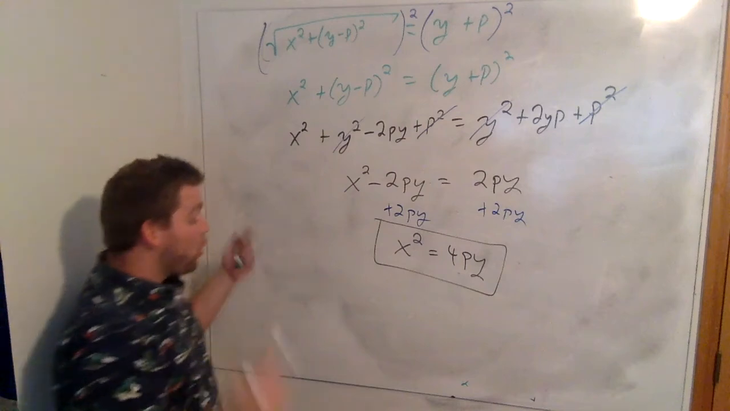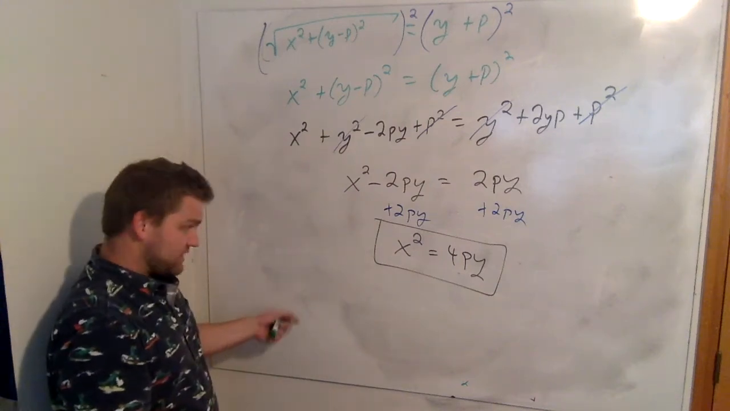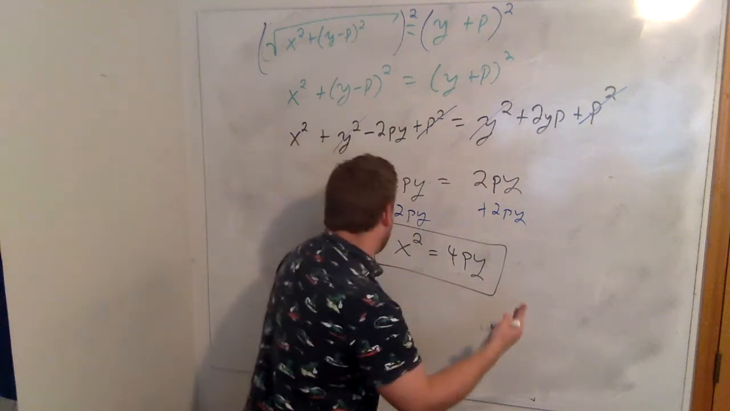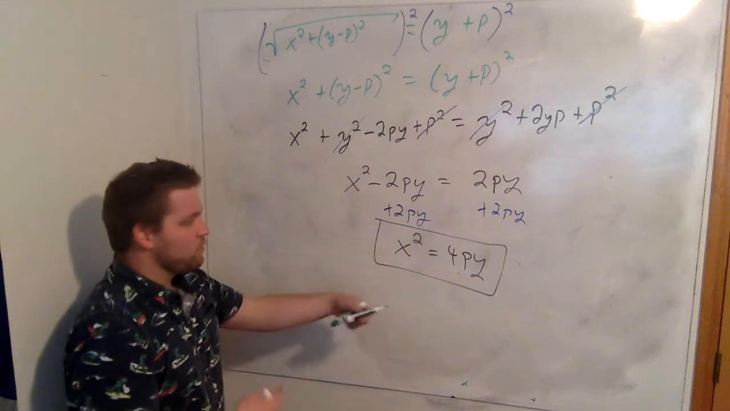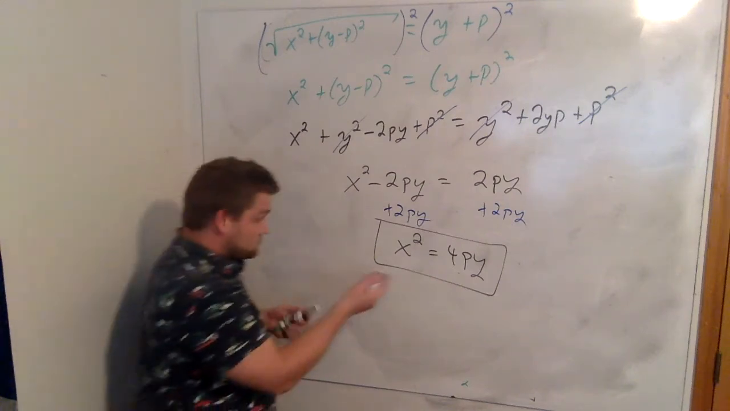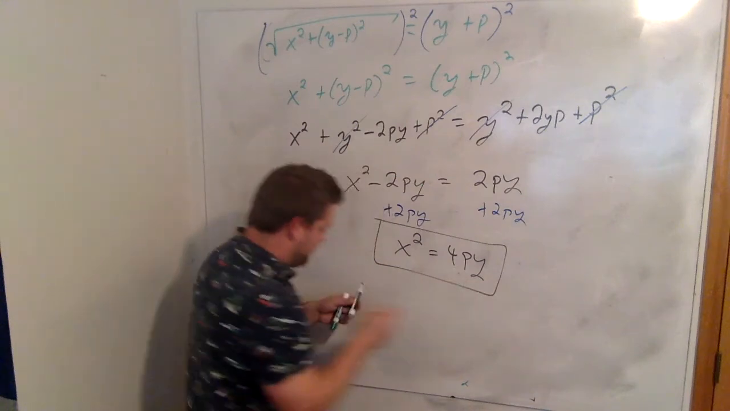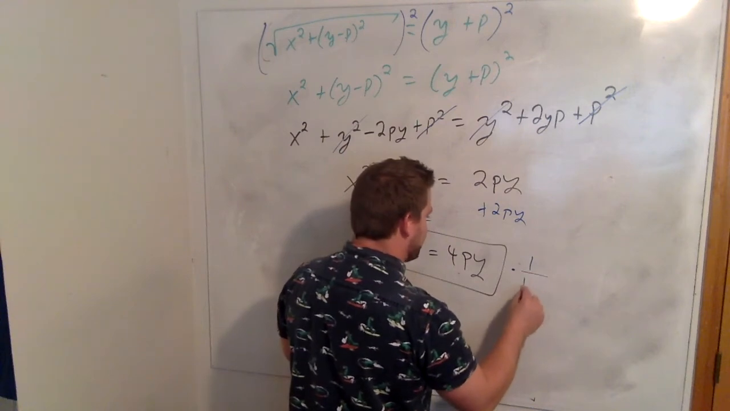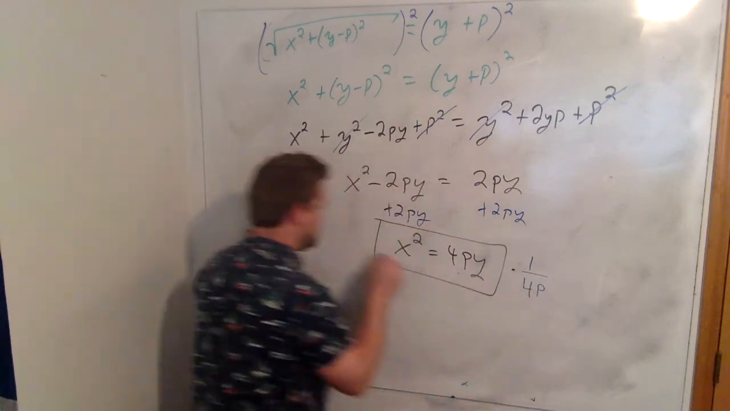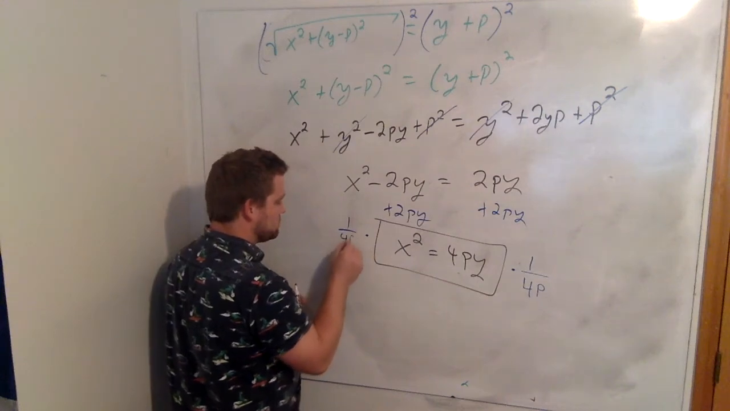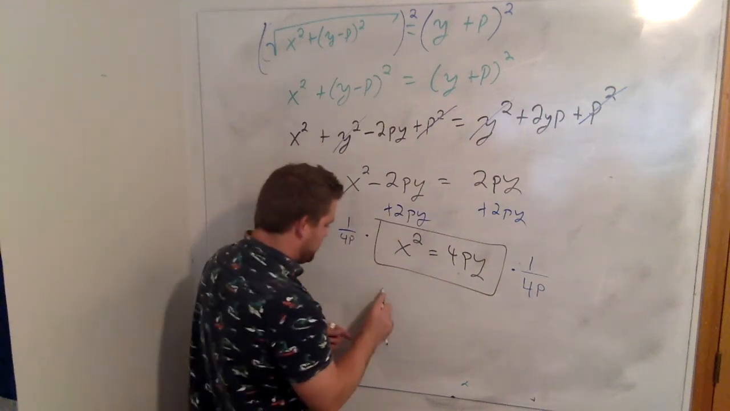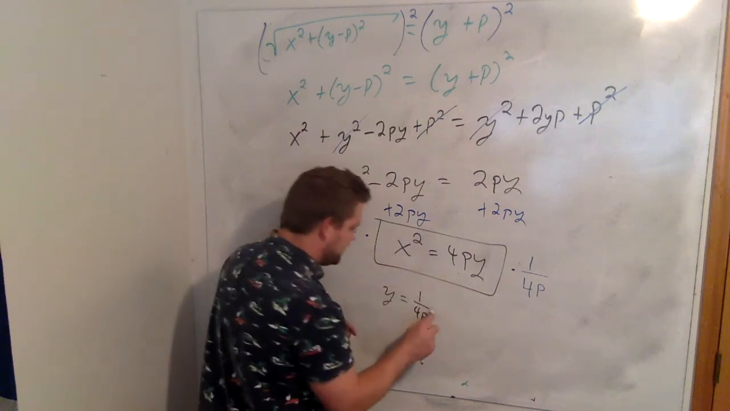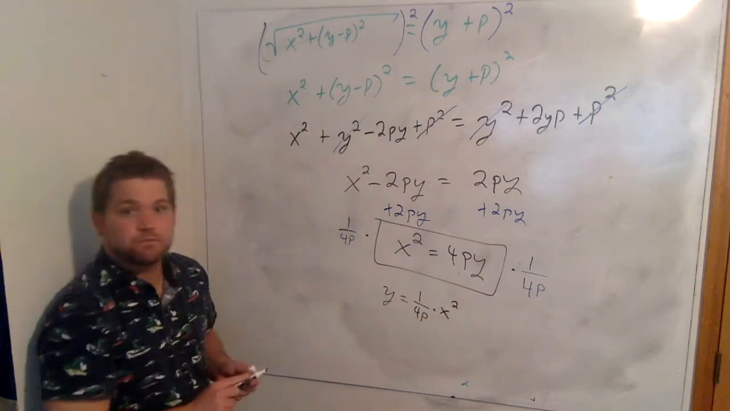This is the equation of a parabola. This might look a little funky to you. Hopefully we're familiar with parabolas being something of the form y equals x squared. Well, if we divide both sides by 4p, or equivalently multiply both sides by 1 over 4p, that'll say that y is equivalent to 1 over 4p times x squared.